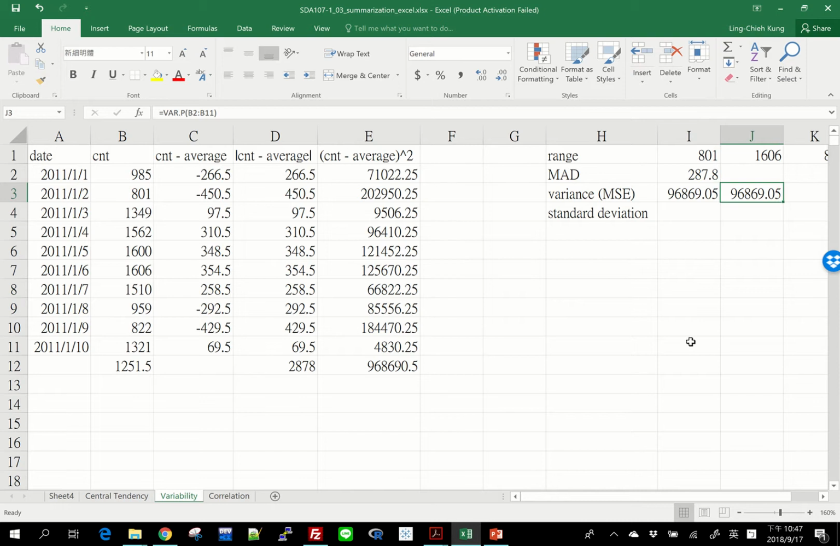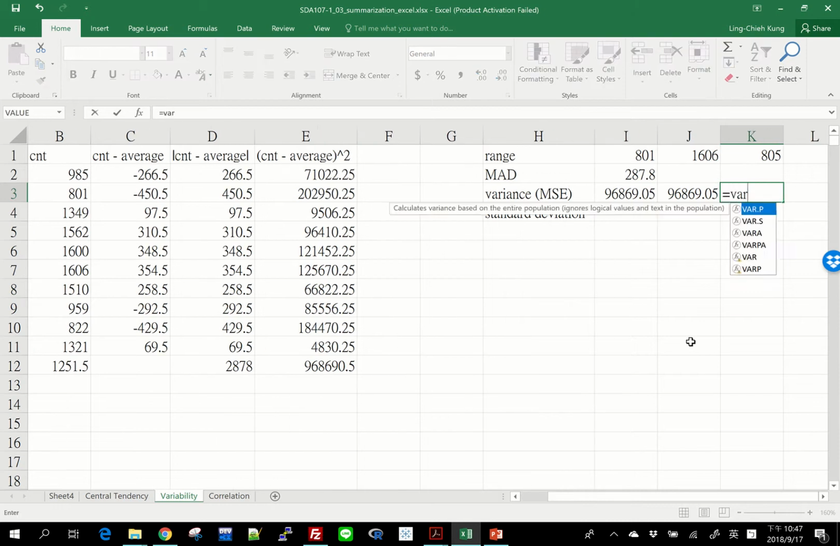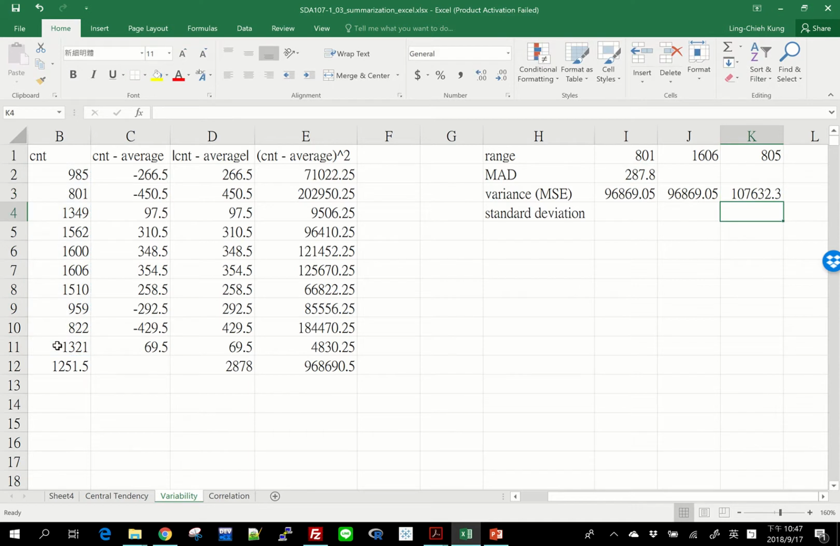So that var.p is something like this. We may try var.s, and very quickly we can see that the value is a little bit different. And if you pay attention to the lecture videos, you know why that is: because their denominators are different. For the population variance, the denominator is n. For sample variance, the denominator is n-1. So that's why for the sample variance, you're going to see a slightly larger value.